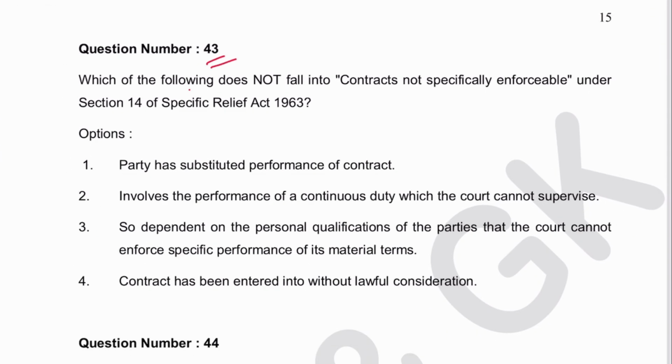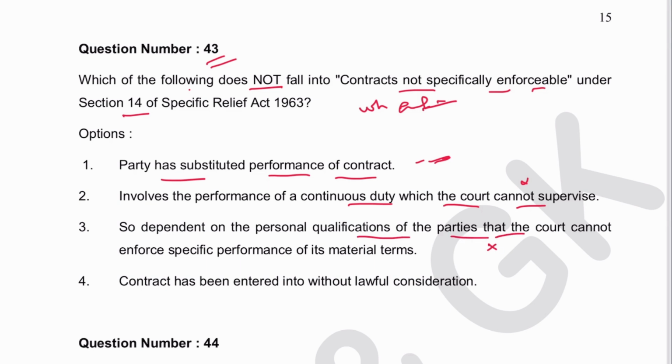Next is 43. Which of the following does not fall into contract not specifically enforceable under section 14? Means they are asking the contract which is enforceable. Party has substituted performance of contract, so this cannot be enforced by specific performance. Then involve the performance of continuous duty which the court cannot supervise, this is also not enforceable. Dependent on the personal qualification of the parties cannot be enforced. Contract has been entered into without lawful consideration. When there is no consideration, it is a void agreement. So 4 is the answer.